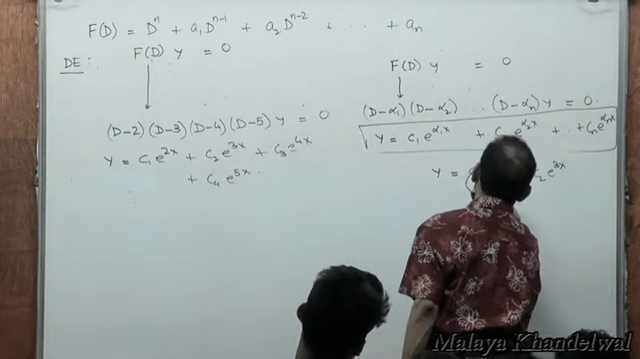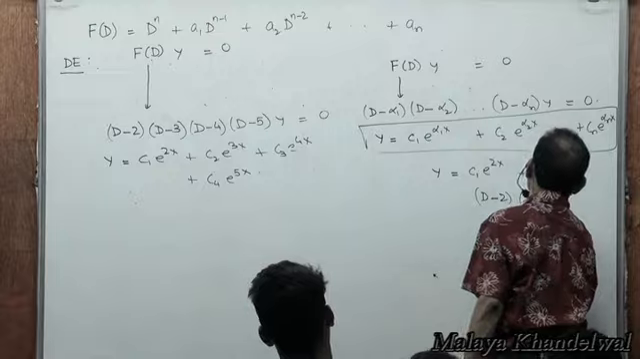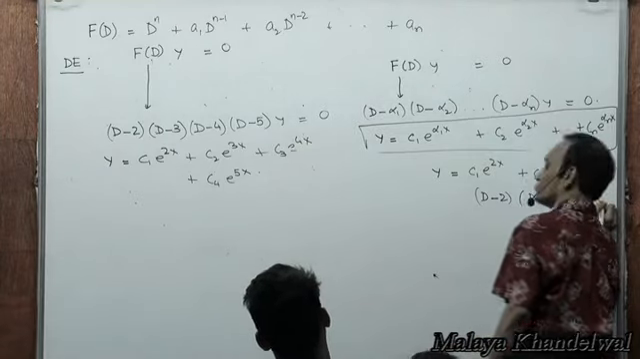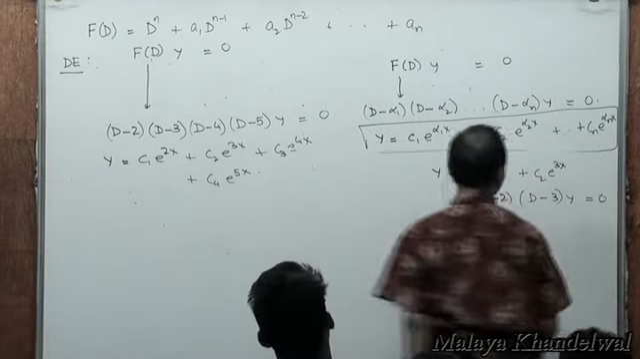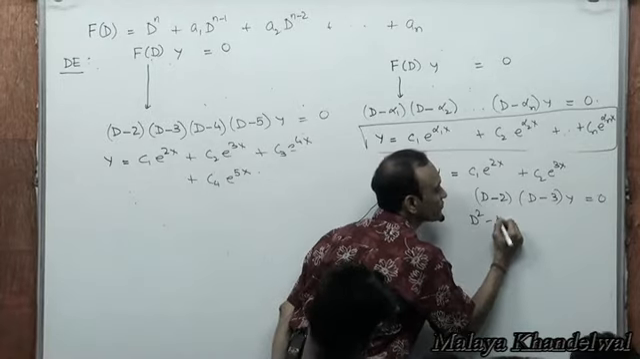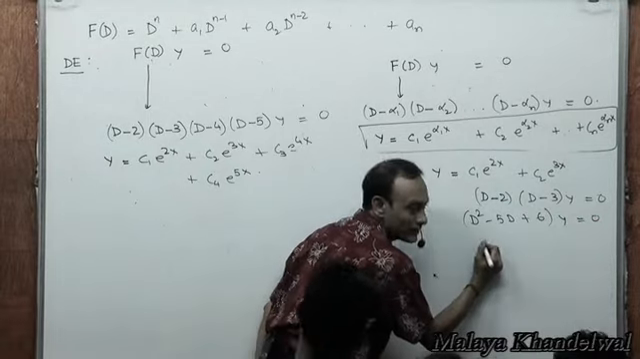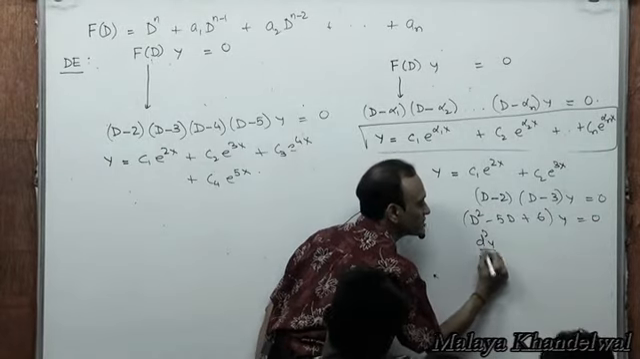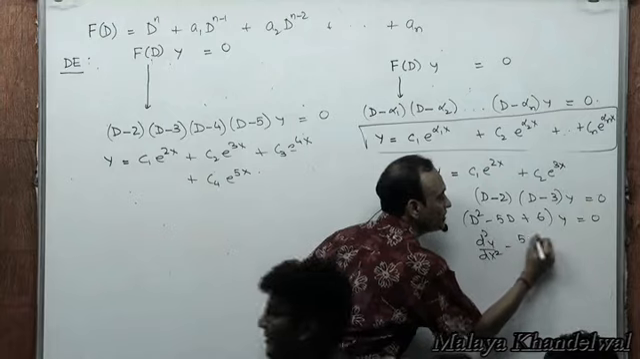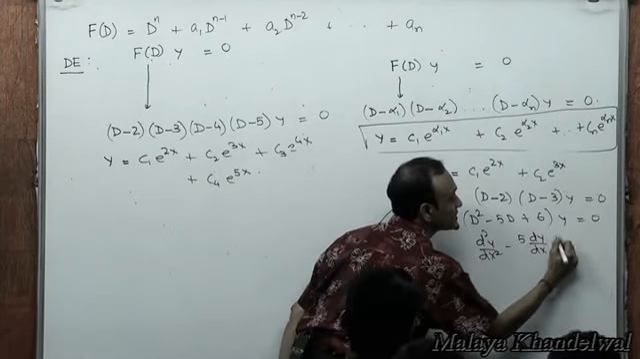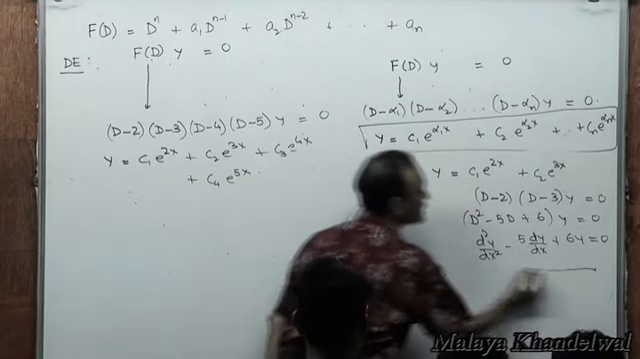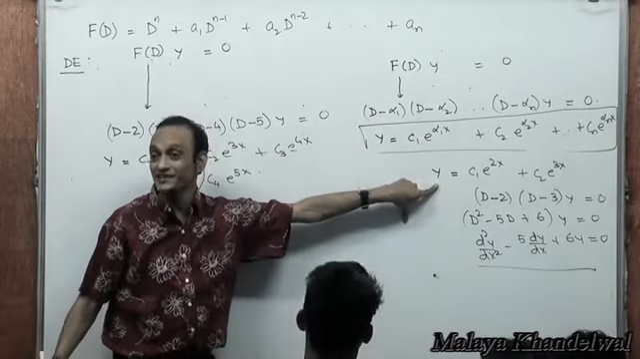Now, I'll say the corresponding differential equation is (D minus 2)(D minus 3) acting on y is 0. That's my differential equation. Yes or no? So (D squared minus 5D plus 6) acting on y is 0. Or, isn't it? d²y/dx² minus 5 dy/dx plus 6y is 0 is my differential equation. Whose solution is this, right?